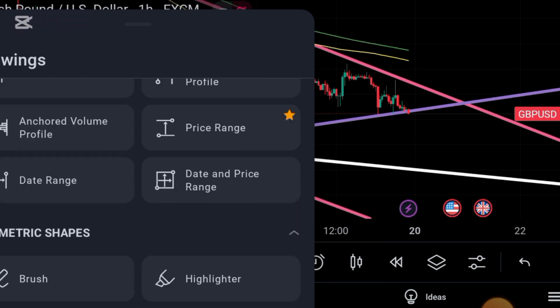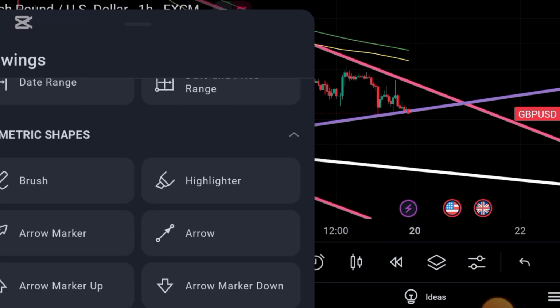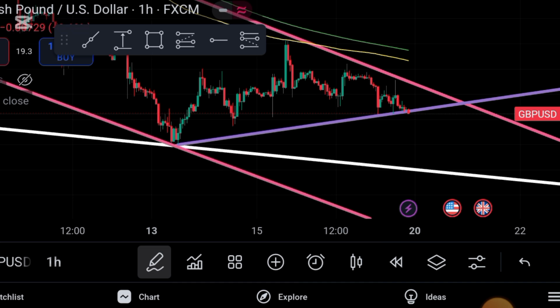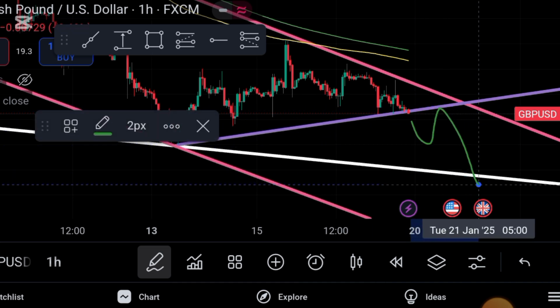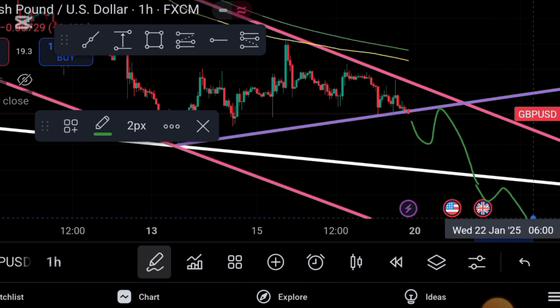Let's just try and get a brush right there. So the market is gonna maybe retest and continue to go to the downside, break above that and retest and continue going down. It's what I anticipate for the coming week, a bearish week.